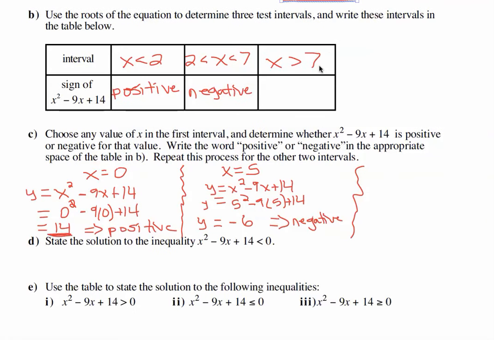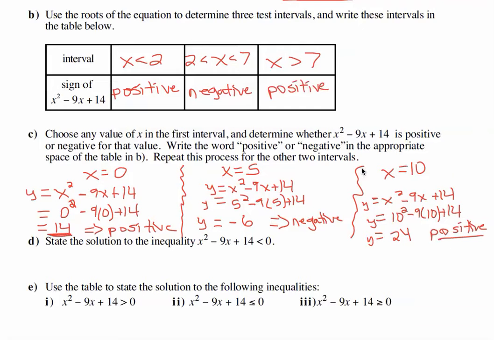Well, what about the interval where x is greater than 7? I can pick any number. I'm going to pick 10 because we all know how to multiply by 10. Again, I can pick any number greater than 7. Enter 10 into my equation. I get a value of 24. So when x is 10, my y component is 24. This is obviously greater than 0. It's positive. So I can enter that into my chart up here.